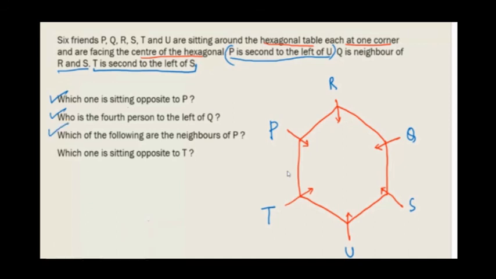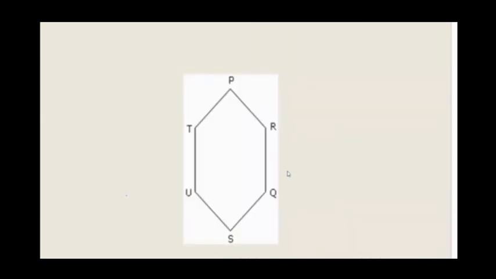Which one is sitting opposite to P? Opposite to P we have S. Who is the fourth person to the left of Q? We have Q here, left, S, clockwise. So first, second, third, fourth. Fourth person to the left of Q is P. Which of the following are neighbors of P? You have R and you have T. Sorry, R and T. Who is sitting opposite to T? Opposite to T you have Q. Right? You can check here. So we have P, T, U, R, Q, S.